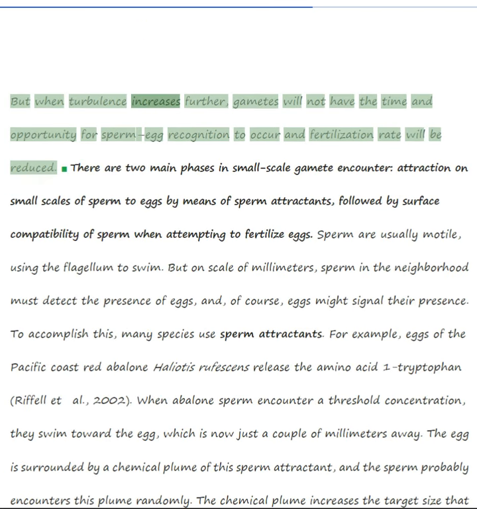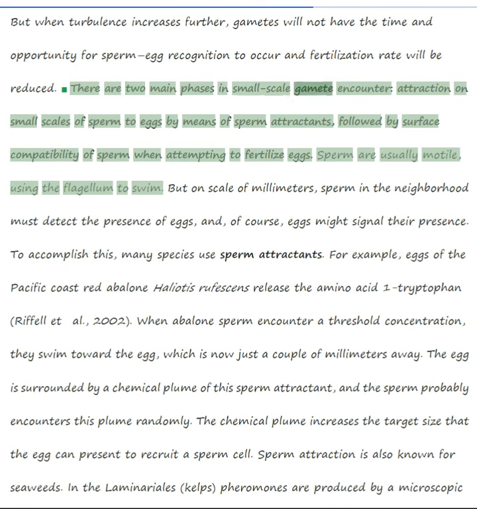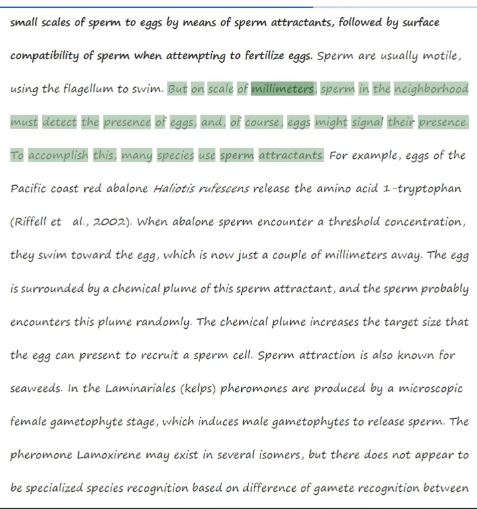But when turbulence increases further, gametes will not have the time and opportunity for sperm-egg recognition to occur and fertilization rate will be reduced. There are 2 main phases in small-scale gamete encounter: attraction on small scales of sperm to eggs by means of sperm attractants, followed by surface compatibility of sperm when attempting to fertilize eggs. Sperm are usually motile, using the flagellum to swim. But on the scale of millimeters, sperm in the neighborhood must detect the presence of eggs, and, of course, eggs might signal their presence. To accomplish this, many species use sperm attractants.